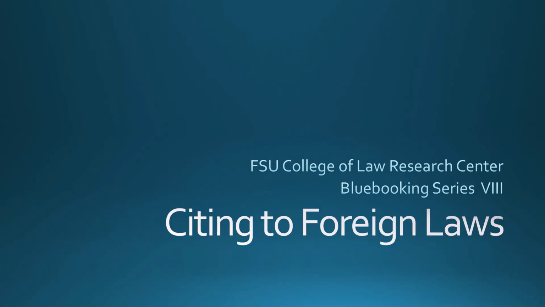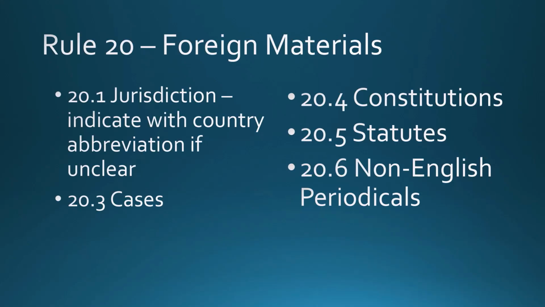The Bluebook is actually a helpful reference book, not just for citing, but also for locating resources on the laws of the country you are researching. Rule 20 gives an overview of how to approach citations for different types of foreign materials. It doesn't go into specifics for each country, but it is a good place to start because it will guide you to other rules and tables in the Bluebook that you might need. It gives guidelines on how to cite common materials, namely cases, constitutions, statutes, and non-English periodicals.